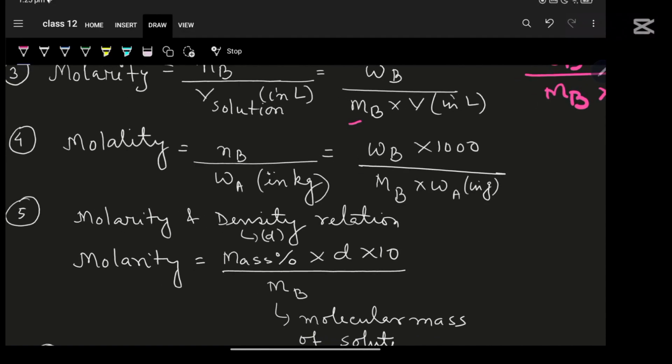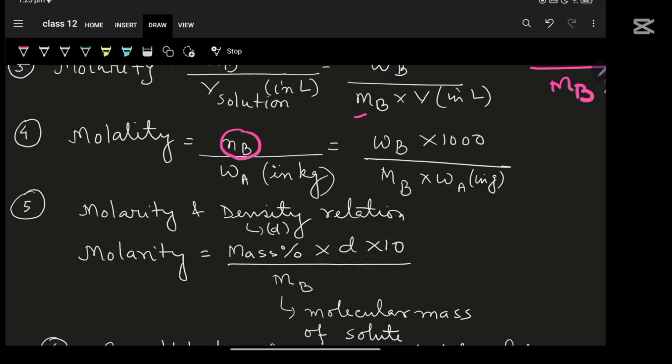Molality is equal to number of moles of the solute divided by mass of the solvent in kg. So here again the number of moles is just replaced by mass divided by molar mass of that solute. If it is in gram, then you have to multiply by 1000 because you have to keep it in kg.